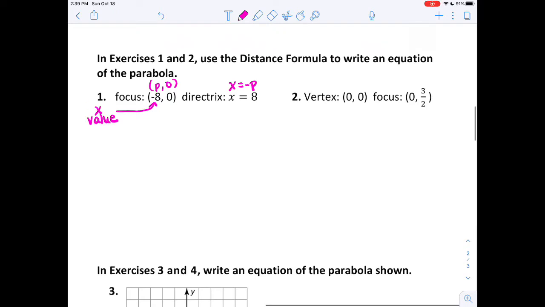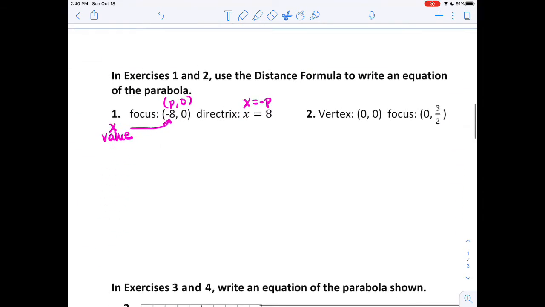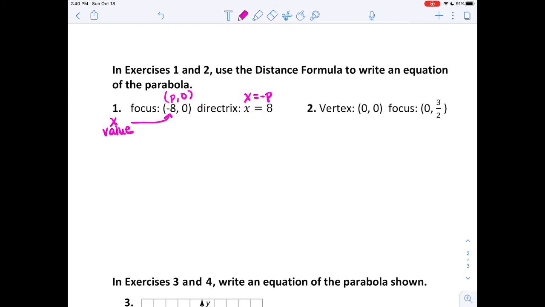This p-value is in the x location, it's an x value. So by looking at the previous page, we know that if we have an x value for our focus, we are going to use the equation that starts with an x. So our equation is going to be x is equal to 1 over 4p times y squared. And our p in this case is equal to -8.